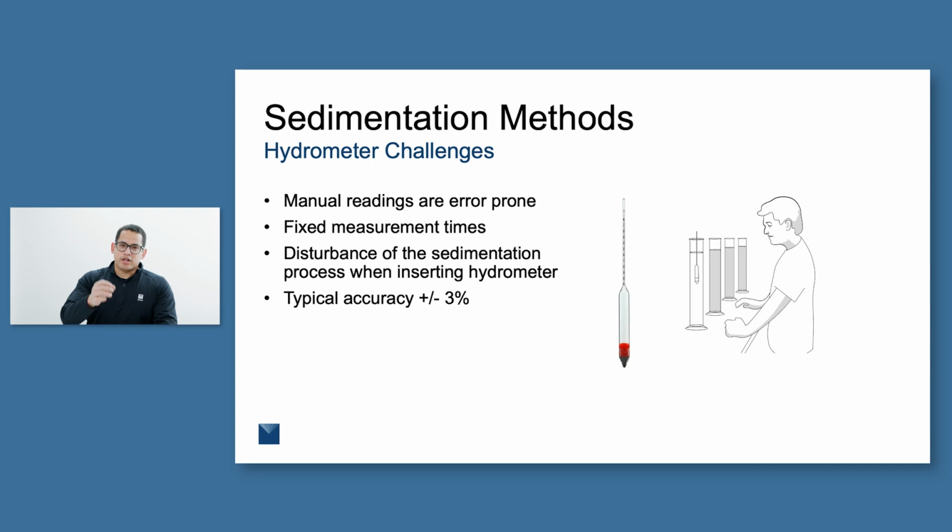Also, if you're only using one hydrometer and going from each cylinder to make multiple measurements over time, if you have multiple cylinders set up to make those measurements, the disturbance of the sedimentation process from inserting the hydrometer can also create errors in the measurement. Typical accuracy for the hydrometer method is about plus or minus 3%.